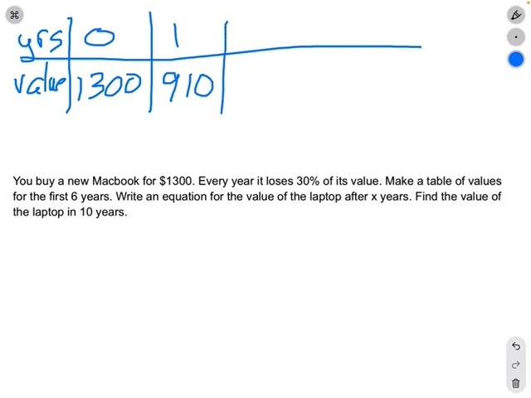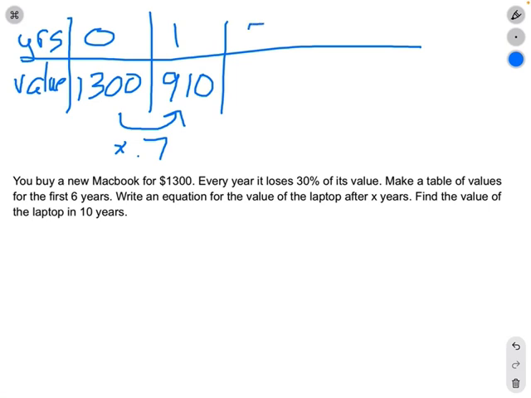So what I'm going to do instead, and this should sort of make sense to you, I'm thinking about the amount that I have, not the amount that I lose. So if I lose 30% of the value, that means that I'm keeping 70% of the value. So to go from here to here, instead of doing times 0.3 and then 1,300 minus that, I'm just going to multiply by 0.7. And that's the key for what makes it an exponential function, is I'm multiplying all of those times together.